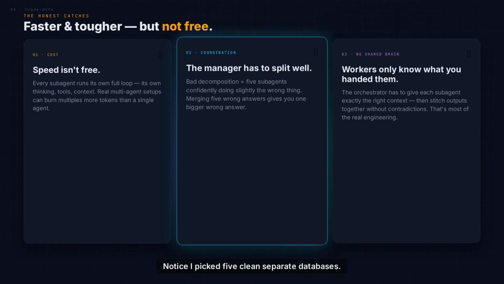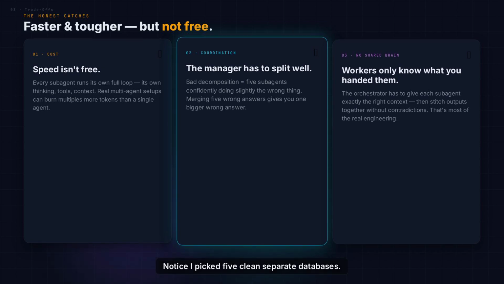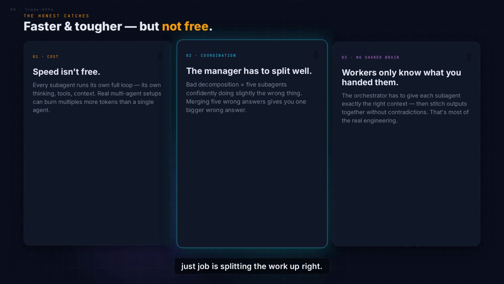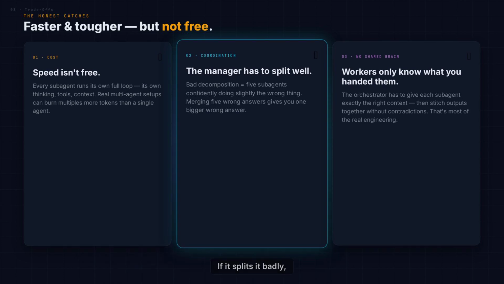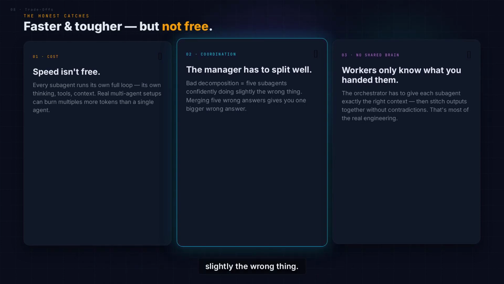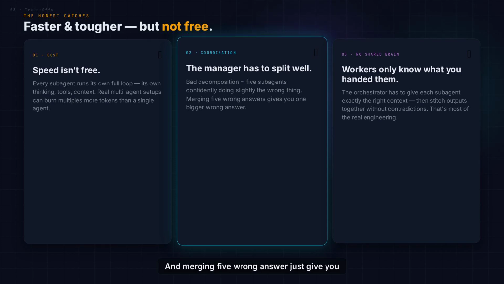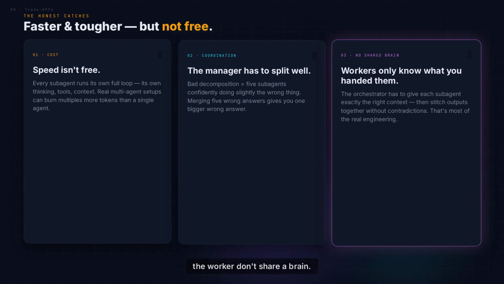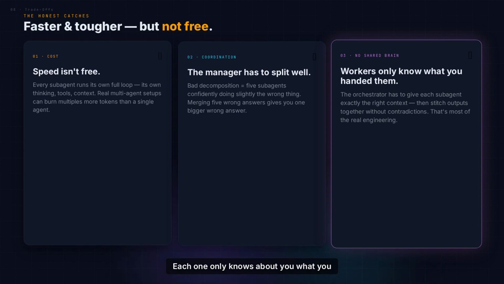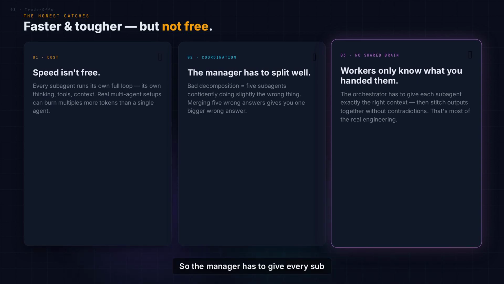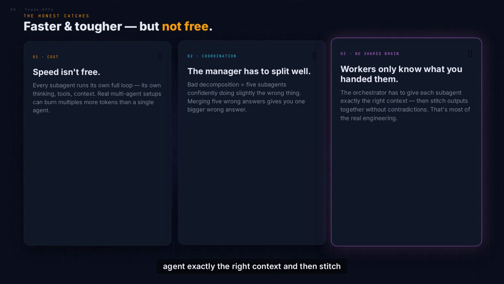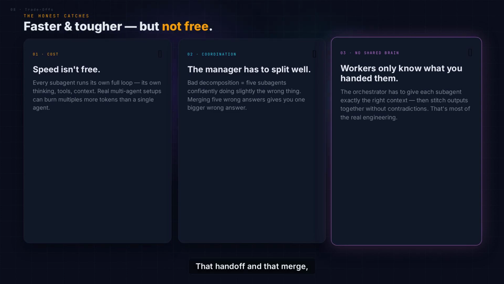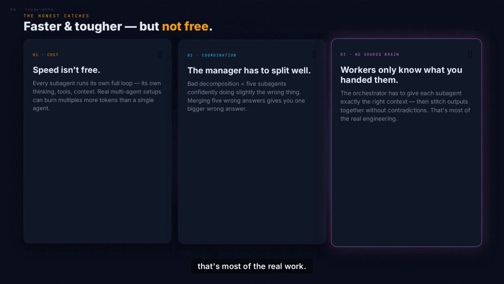Second, coordination. Notice I picked 5 clean, separate databases. That was on purpose because the manager's hardest job is splitting the work up right. If it splits it badly, you get 5 subagents all confidently doing slightly the wrong thing. And merging 5 wrong answers just gives you one big wrong answer. Third, the workers don't share a brain. Each one only knows about what you handed it. So the manager has to give every subagent exactly the right context and then stitch all their answers back together without them contradicting each other.